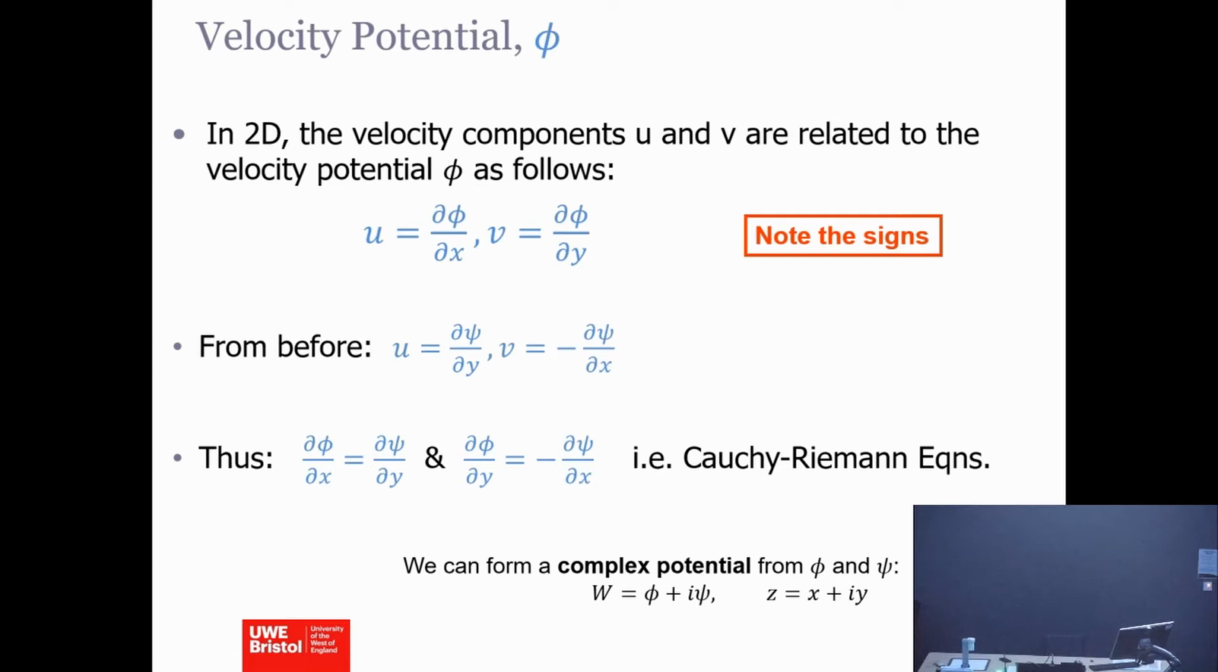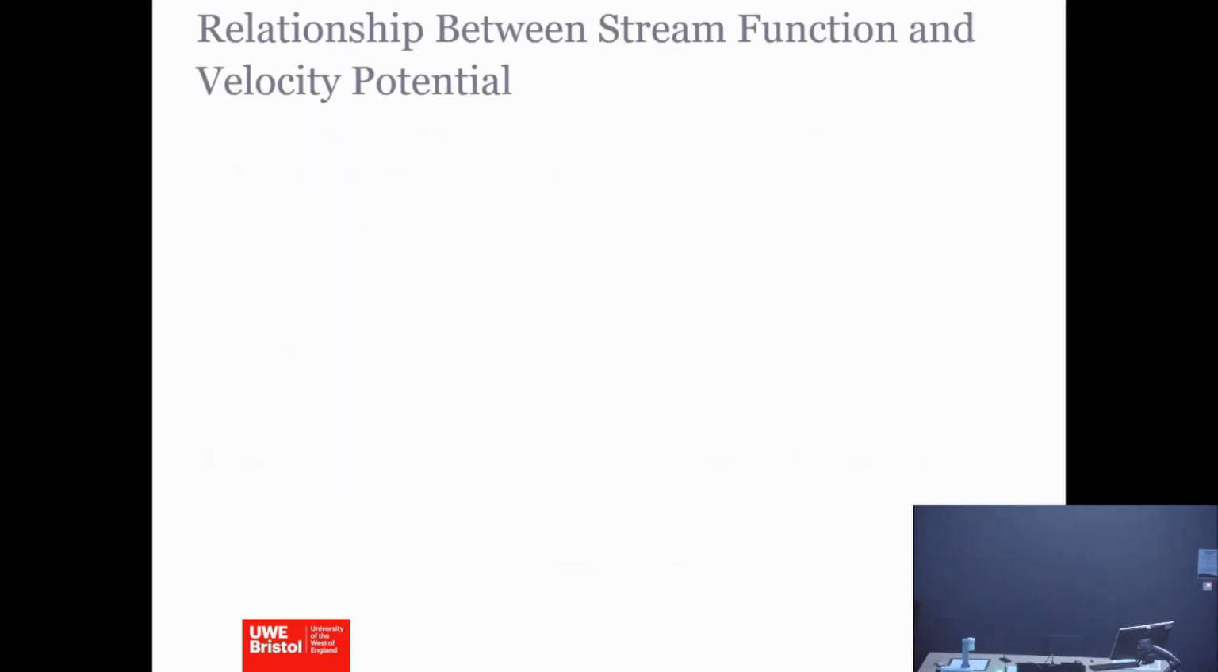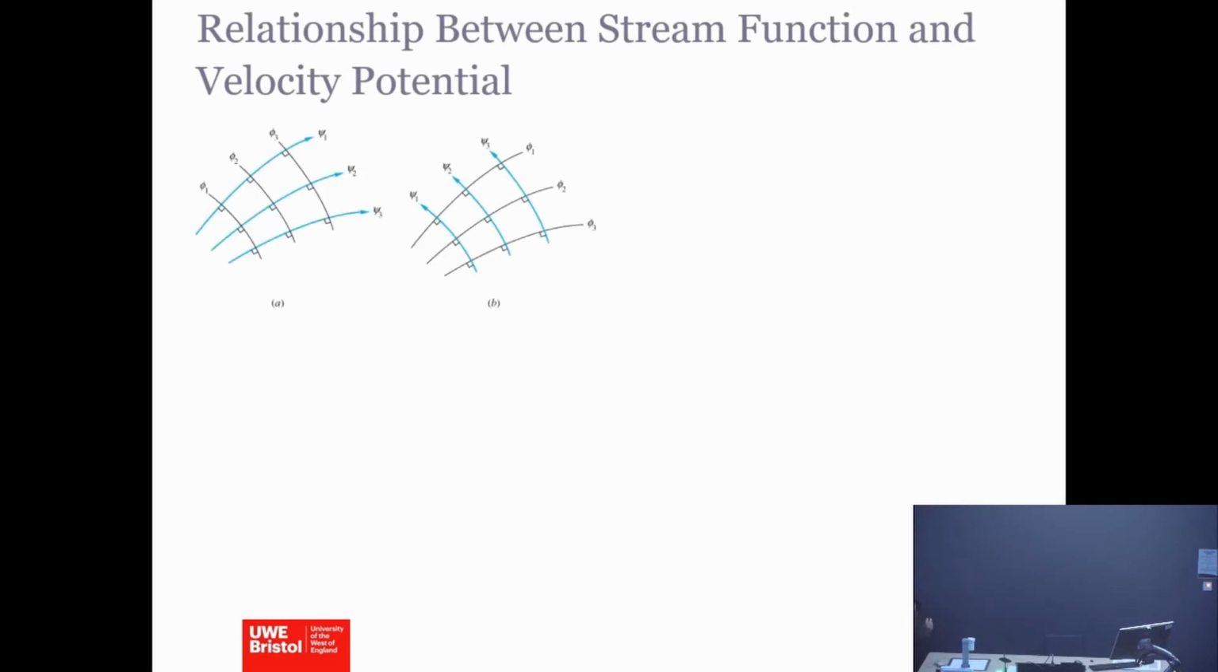And from before, they satisfy the Cauchy-Riemann equations, and we can get a complex potential function w out of phi and psi. So I'm not going to repeat myself there. I've already spoken about this. So what's the relationship between these two functions? Well, they are actually orthogonal to each other, at 90 degrees. Whenever they cut each other, they are at 90 degrees.